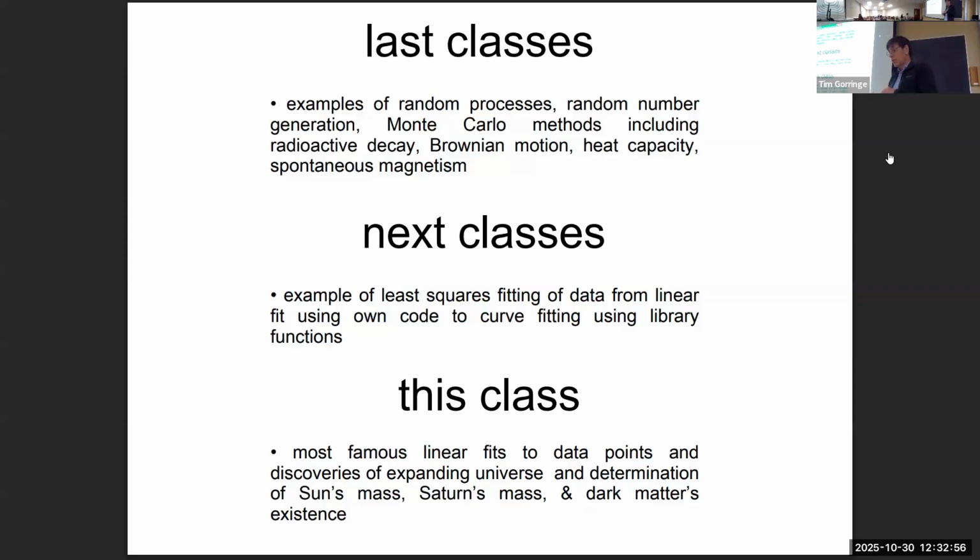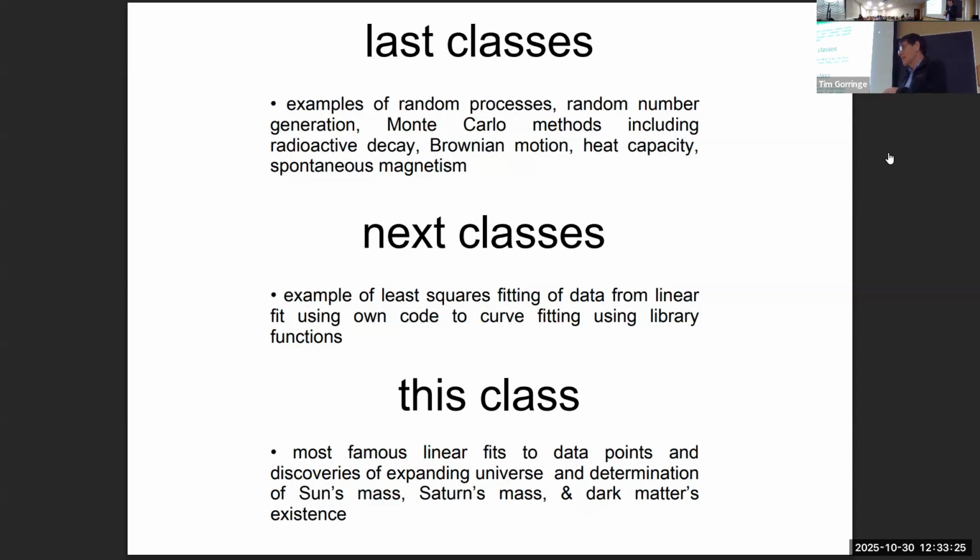The linear fits that we'll look at in today's class, one really famous linear fit to data is the fit that was first done by Hubble to data on the distance and velocity of galaxies that exposed the expansion of the universe. So that was a really famous fit to a straight line.